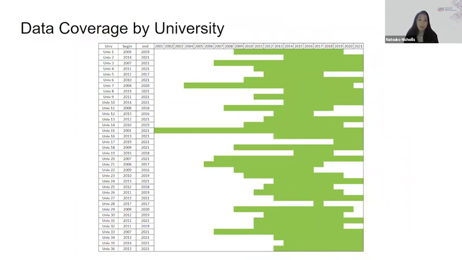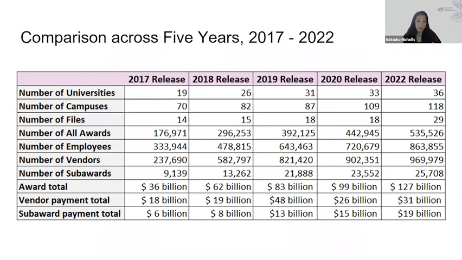Data growth is clearly shown in the coverage, which still varies by university, as you see. However, the average coverage is now up to 9 years, which is almost 3 times longer than that of the first release. And this is another way of showing the growth in aggregate counts and dollar amounts in comparison to previously released dataset. We're onward and forward and upward.